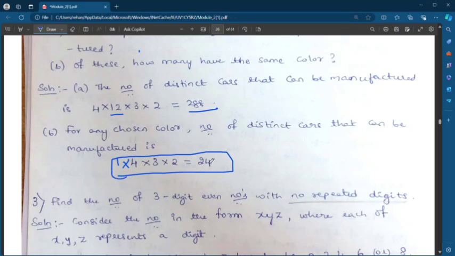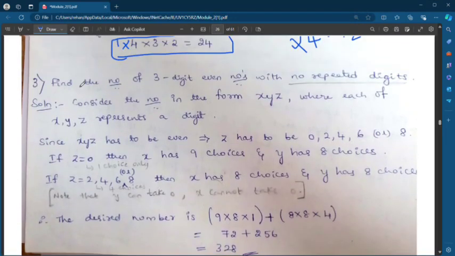Each color has 4 models, 3 types of engine, and 2 types of transmission. So if you do 24 into 12 now, because you took only one color, if you want all the distinct colors, that will give us this itself. You are understanding, right? Okay, so let us move to the next question.